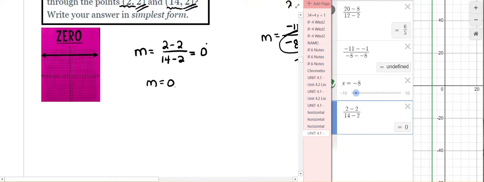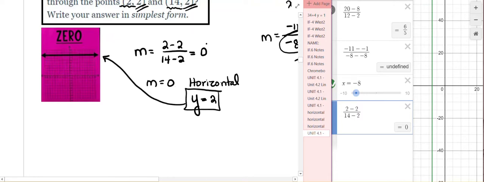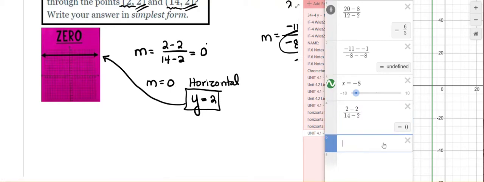Every time your slope is 0, that means that you have a horizontal line. And the equation is y equals your y value. And what's the y value in this one? The y value is 2. So as weird as that sounds, that is the equation for this. And we can go ahead and try it on Desmos. Y equals 2. And as you can see, a horizontal line that goes across every single point that has a y value of 2.